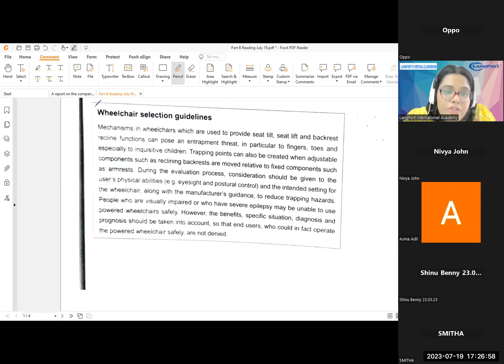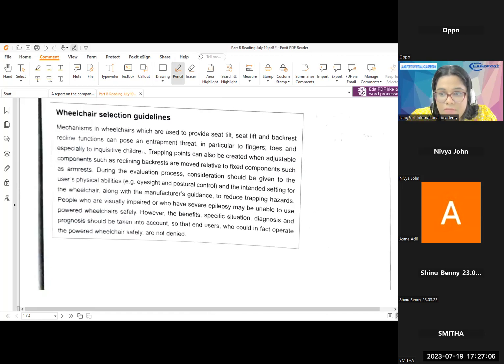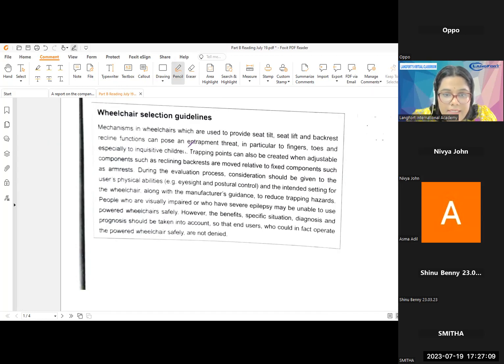Okay, Smita, can you unmute yourself and read the heading and read till here for me, please? Wheelchair selection guidelines. Till here.